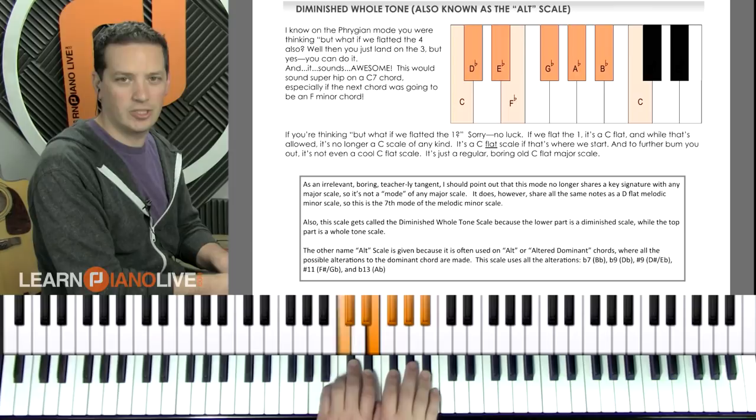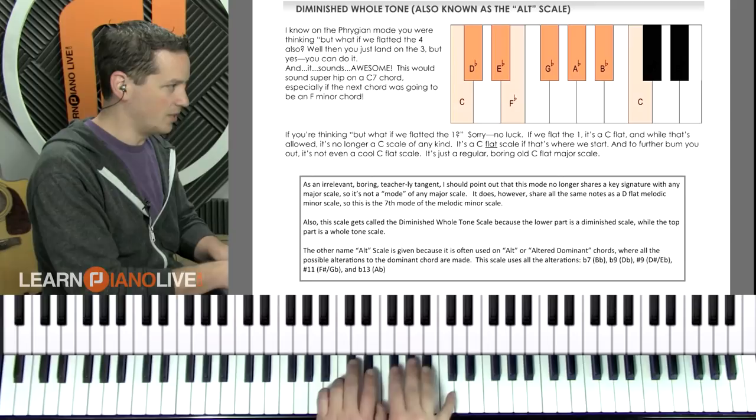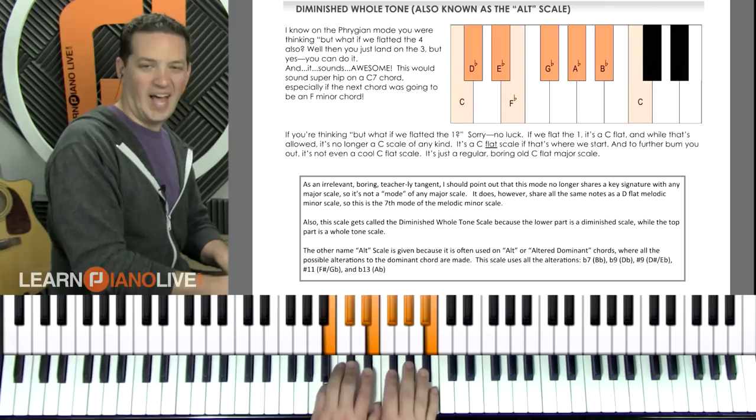So once we lower it to here, it's no longer a C anything. Now it's a C flat something. Or, sorry, really boring, this is just a B major scale. So once we take a C down to here, we take the diminished whole tone scale, which is a crazy, awesome scale, and we alter the last possible note. Now we've just ended up on B major.